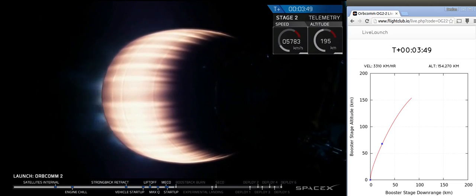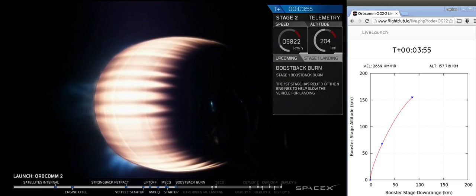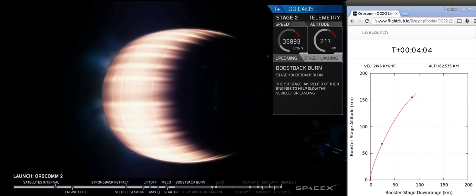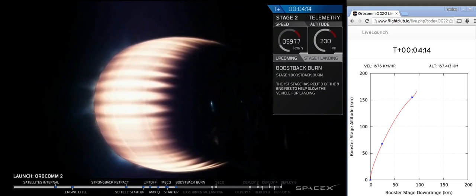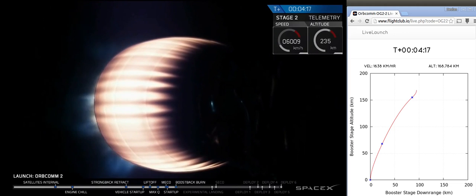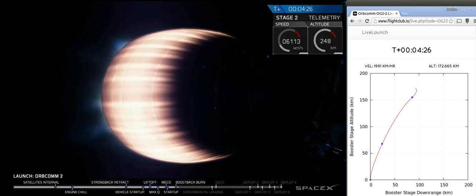Stage 1 boost back is starting. The boost back is the primary burn that will get the vehicle moving more slowly. Stage 2 propulsion is nominal. And heading back to Cape Canaveral. Hampshire acquisition of signal.